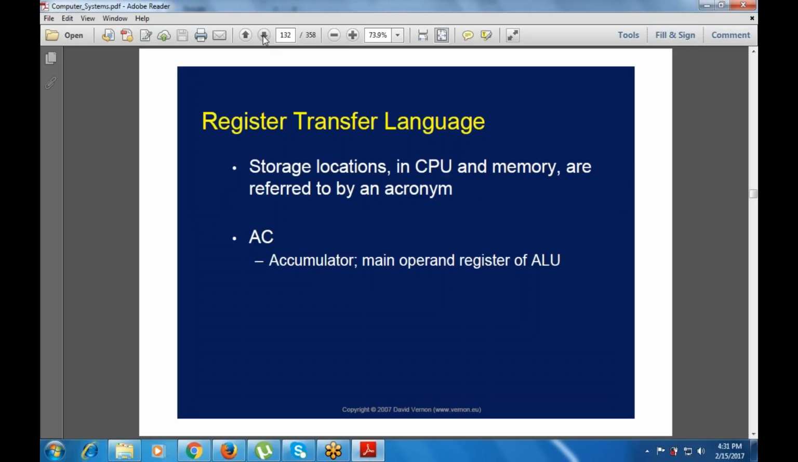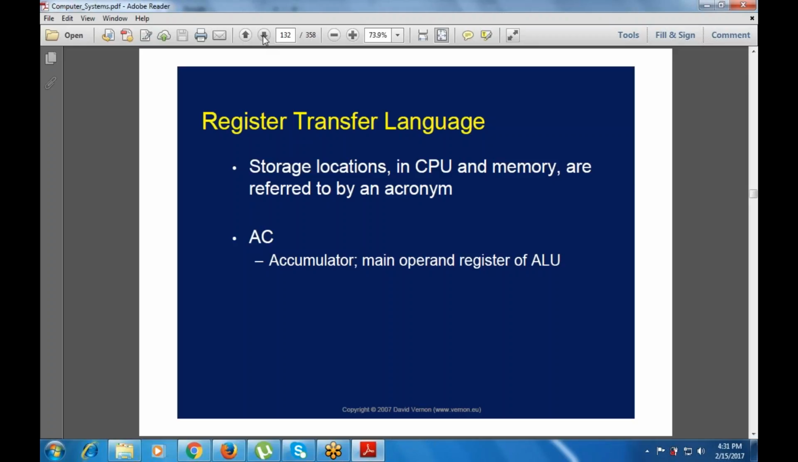Now there is a register transfer language. Whatever the language we are using, whatever the transfer procedure we are using, that is a register transfer language that is provided with the data, that is used with the data. So there's a storage location in the CPU and the memory, referred to by an acronym, that is a storage location in the CPU and the memory.